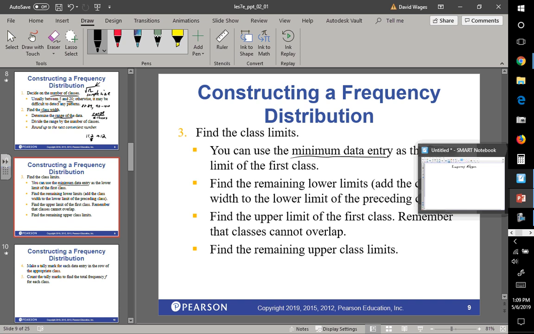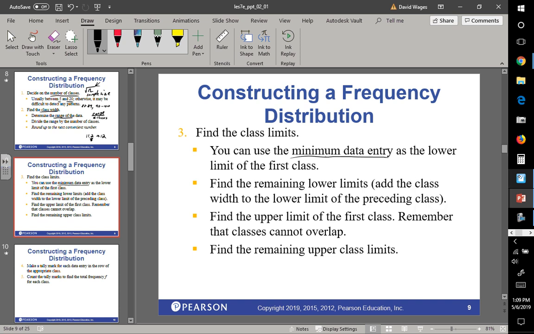Once we find one of our values, then we can find the rest of the lower limits by taking the class width and adding to that. And from there, once we get all of our lower limits, then we can find our upper limits. Remember, we don't want any overlap between our classes.